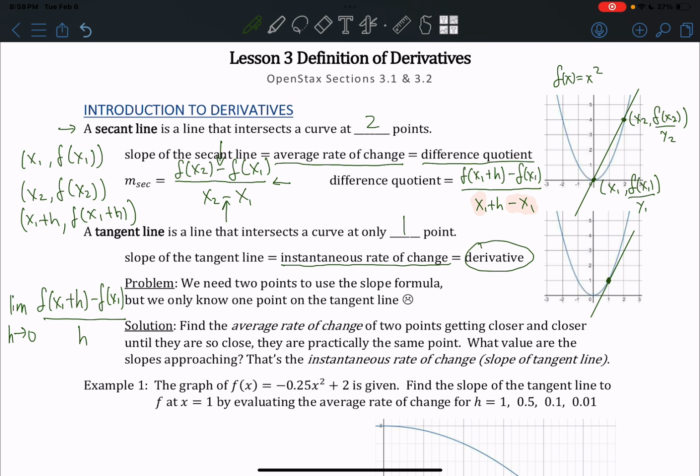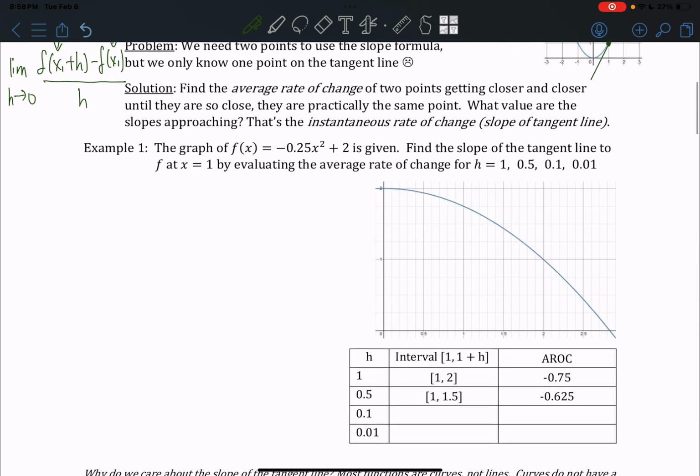In fact, for the sake of simplicity, because now we have one value to focus on, we typically replace these two x1s with just the letter a. Or we can simply replace it with a variable x. Again, for the sake of simplicity. We'll get to that soon. But let's take a look at this example.